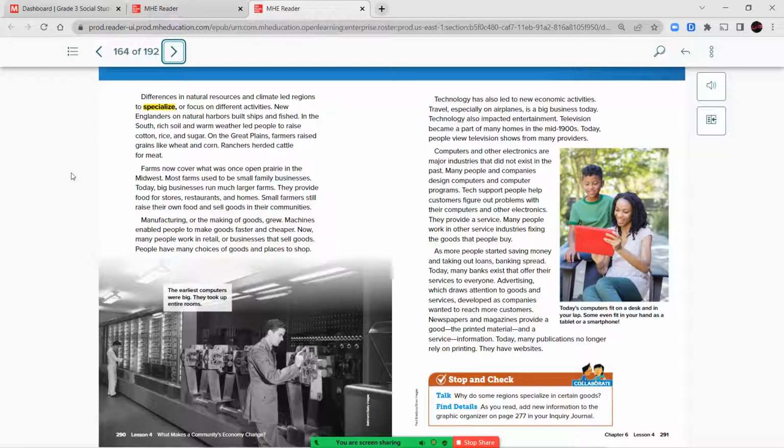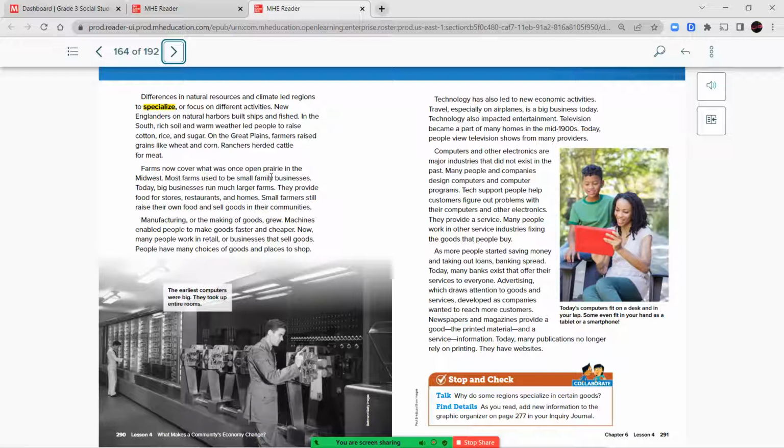Differences in natural resources and climate led regions to specialize or focus on different activities. New Englanders on natural harbors built ships and fished. In the South, rich soil and warm weather led people to raise cotton, rice, and sugar. On the Great Plains, farmers raised grains like wheat and corn. Ranchers herded cattle for meat.